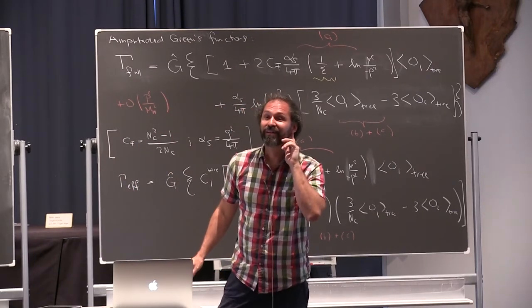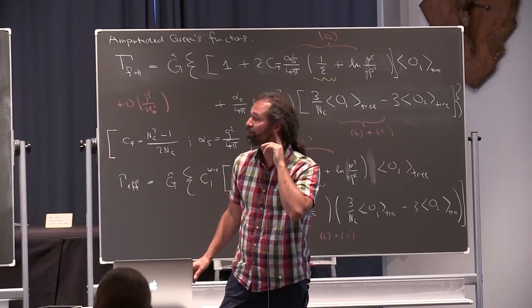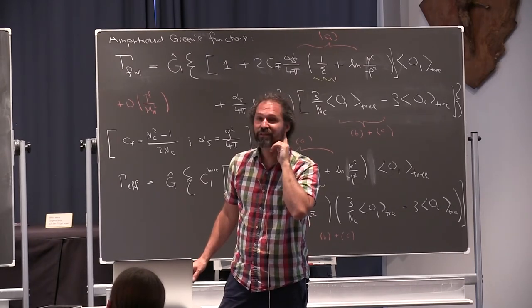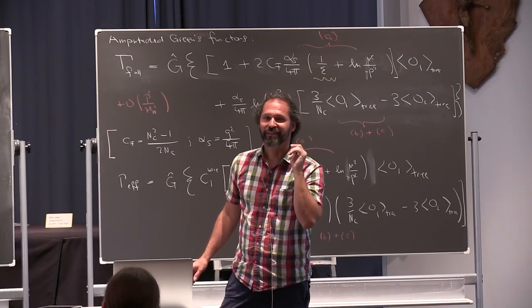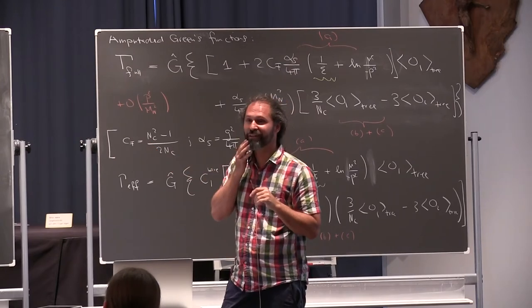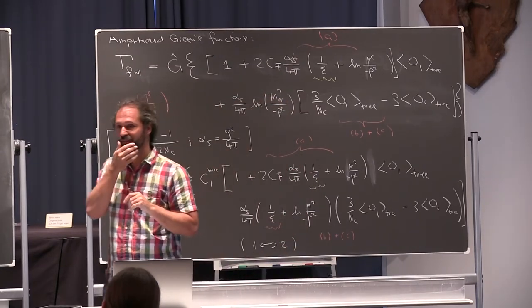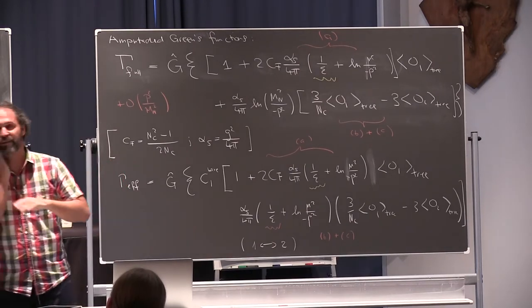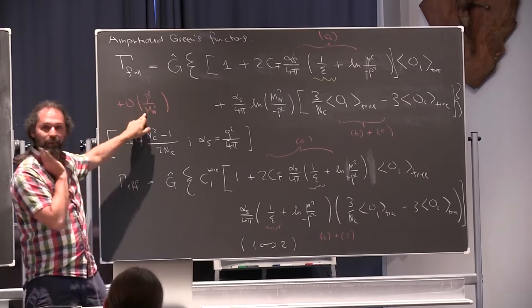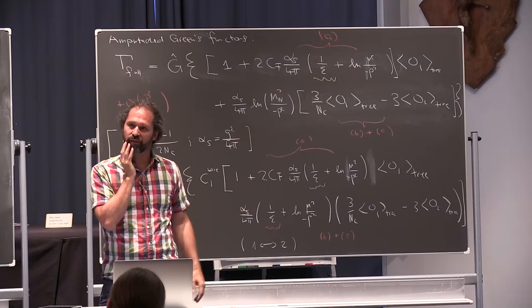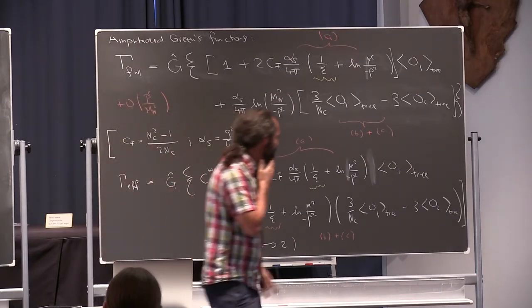Sorry? C2. Yes. This you get by solving this equation, by imposing that up to order alpha s, and up to terms which are down by p squared over mW squared, they have to exactly reproduce the standard model result. Yes.